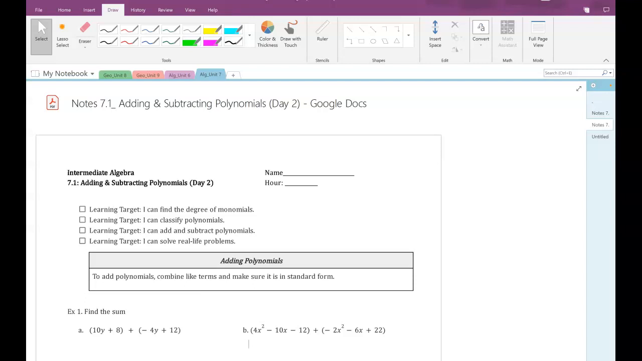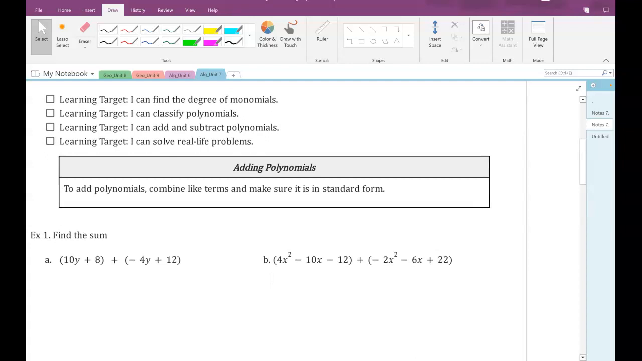All right, so 7.1, we're adding and subtracting polynomials. Today's lesson is stuff we've done before. We're just going to make sure that we're all on the same page because we need to know how to do it moving forward. So we're just going to read this little box here. To add polynomials, you have to combine like terms and make sure it's in standard form. Standard form meaning that it's your exponents. The largest one is the one that is farthest to the left when you're writing it, and they go down as you go.